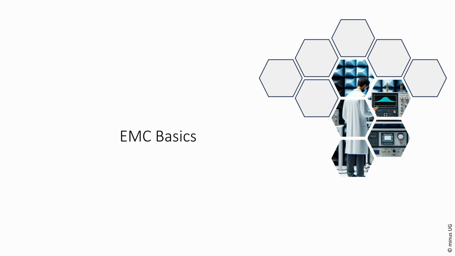EMC is the branch of electrical engineering that deals with the unintentional generation, propagation, and reception of electromagnetic energy. Understanding EMC is essential to ensure that electronic devices operate as intended, without causing or suffering from electromagnetic interference, EMI. This interference can disrupt the functionality of devices, leading to a range of issues from minor annoyances to critical system failures.